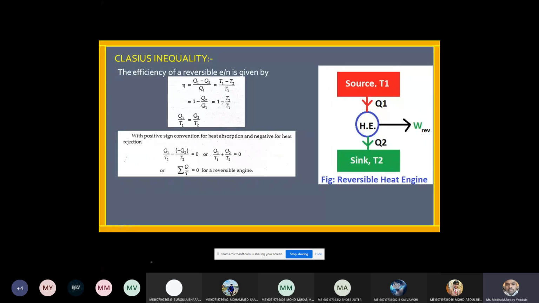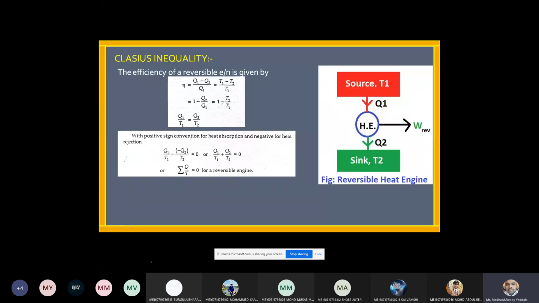What is the next statement of the second law? Clausius statement. Anyone please tell me. Heat cannot flow from a body at low temperature to a body at high temperature without work being supplied to it. Yes, very good. It is also a negative statement. It is impossible to construct a device that operates in a cycle and produces no effect other than transfer of heat from a lower temperature body to a higher temperature body. But for this to occur, we need to supply some external work, then only it is possible. Those are the statements of the second law of thermodynamics.